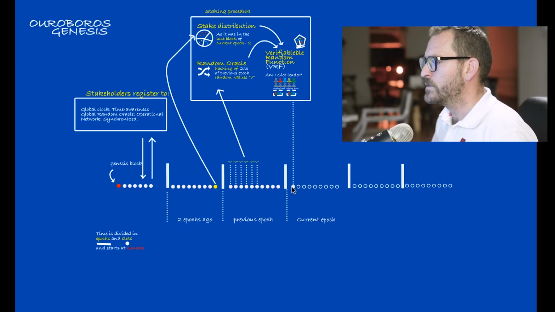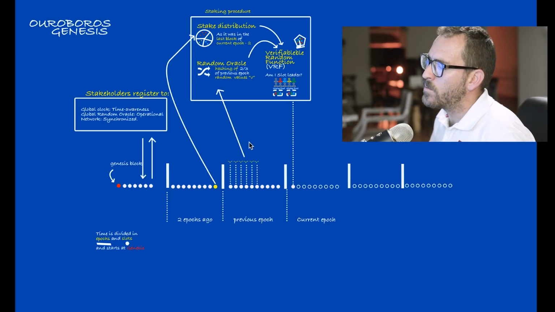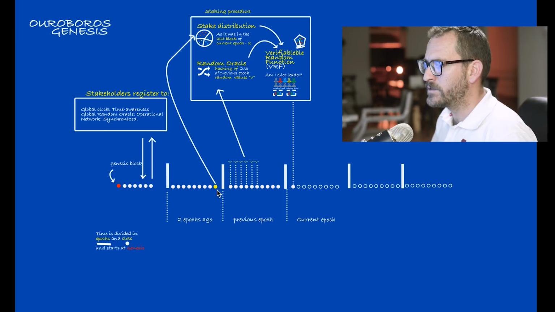So what we are going to do is that we are going to go 2 epochs back in time, and we are going to take a look into the last block of 2 epochs ago, and we are going to take a snapshot, and we are going to see that stake distribution. We're going to take it for the execution of this verifiable random function. Okay?